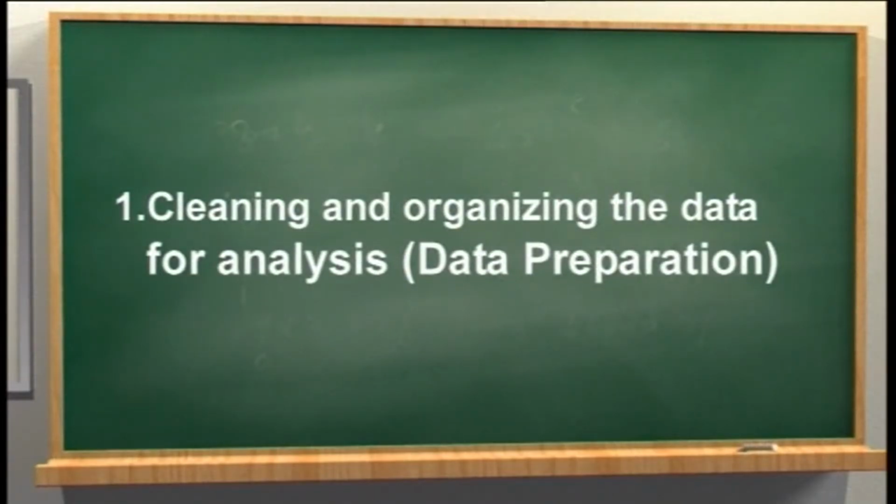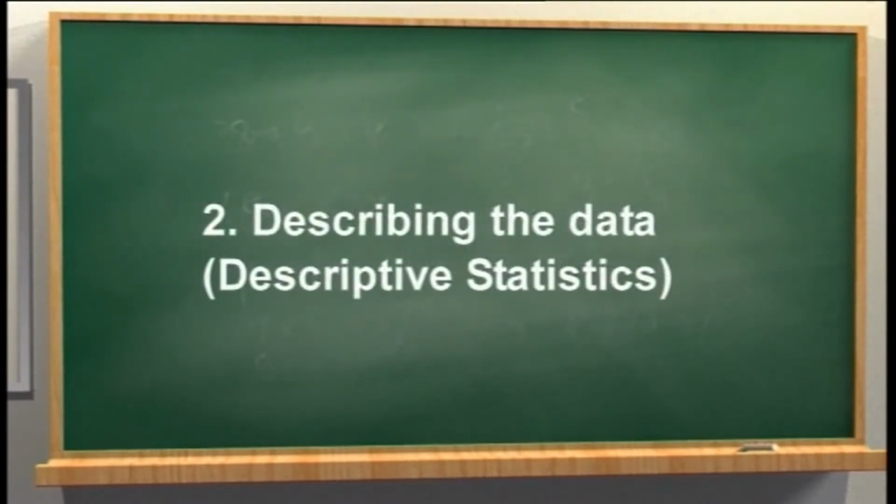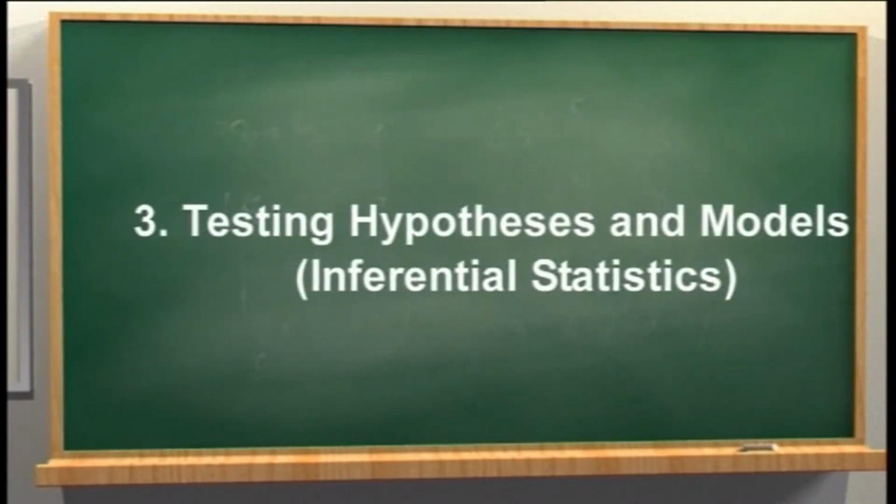In most social science research, the data analysis involves three major steps. First, cleaning and organizing the data for analysis, that is the data preparation. Next, describing the data, that is descriptive statistics. Third, testing hypotheses and models, that is called the inferential statistics.